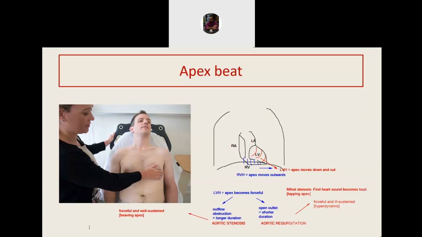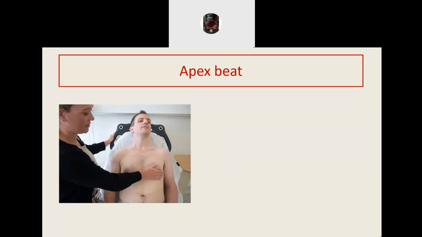So tapping apex is characteristic of mitral stenosis. So we get a heaving apex in aortic stenosis, hyperdynamic apex in aortic regurgitation, and tapping apex in mitral stenosis. So I hope this is clear to everyone. So let us start with the questions that we started with.